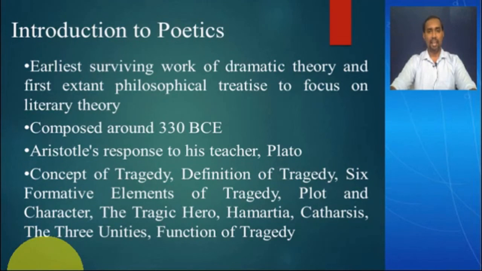Now, you can also see that it is in this Poetics that he invokes the theory of tragedy. He introduces many concepts associated with tragedy, like the definition of tragedy, the six formative elements of tragedy, what is plot, what is character, what is tragic hero, and his most popular ideas like catharsis and hamartia. It's also interesting to note that he proposes the three unities, and also he narrates what the functions of tragedy are in Poetics. So this is an overall idea regarding Poetics.